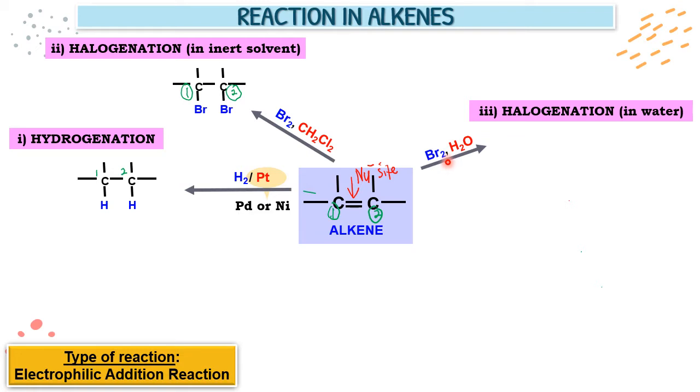Once the reagent is dissolved in water, the product will be slightly different from the one that we have for halogenation in inert solvent. The one that we are adding into our carbon-carbon double bond, instead of 2 bromine, we're going to add 1 bromine atom and the other one is a hydroxyl group. So how are we going to write down the product? We're going to write down the position of the hydroxyl group and also the bromine by using the Markovnikov rule. So, what is the Markovnikov rule?